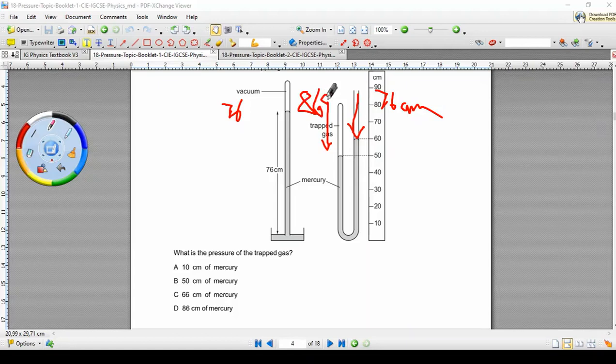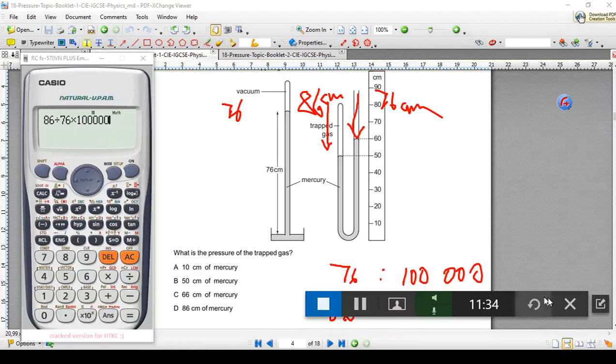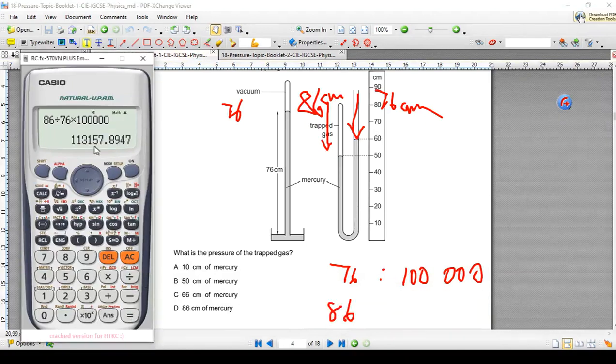And remember, 86 centimeters of mercury can be related to Pascal as well, because we know that 76 represents 100,000. So 86 divided by 76 times 100,000 will give me 113,157 Pascal. So that would be the pressure on the left, which is obviously not the question, but it's got to do with the difference in heights and how we can calculate the pressure of the other side.